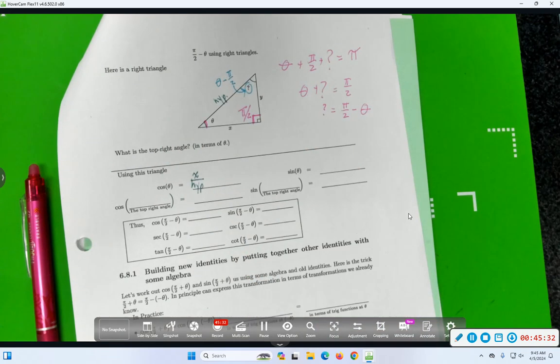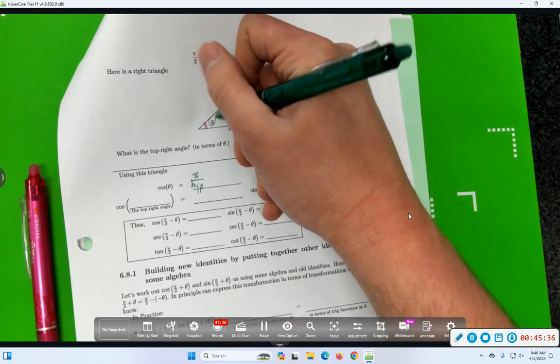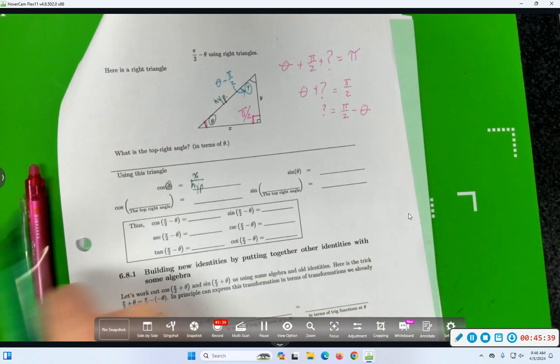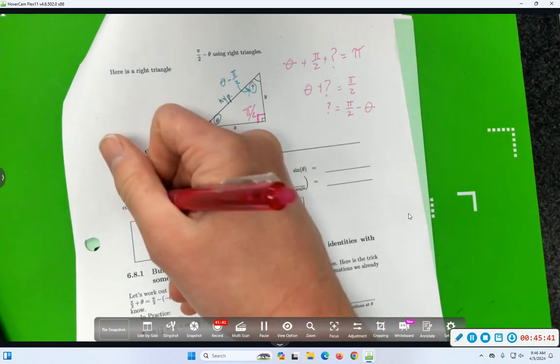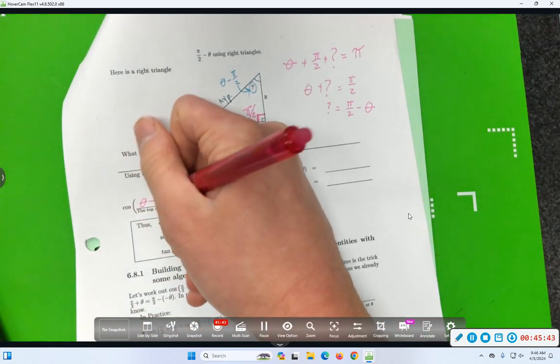Wait, are we going off of theta or theta minus pi? We are thinking about theta right now. Okay, yeah. But you know what? Next, let's do theta minus pi over 2.